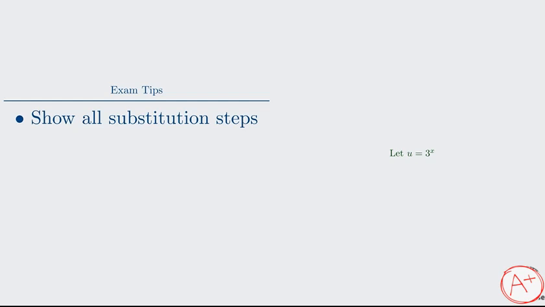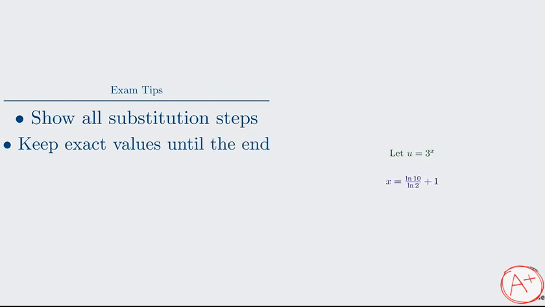Second, in Paper 2, avoid rounding intermediate steps. Keep your answers in terms of natural logs as long as possible. Rounding early can lead to accuracy errors, which will cost you the final answer mark.